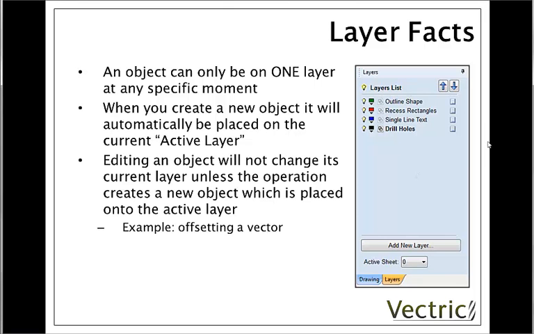Most editing operations will not change the current layer of an object. For instance, if I was to take a vector, move it or resize it, it will stay on the layer that it's currently assigned to. However, if the operation I'm doing to edit the vector is actually creating a new object, for example if I'm offsetting a vector, then that will be placed onto the active layer. So even if I was to take a vector, offset it and delete the original, so it would appear that I'd in effect edited the one I had, that operation actually creates a new vector and therefore it's placed on the active layer. It's useful to learn which functions will put you in that situation so that you can make sure that you've got the right layer selected at that point.